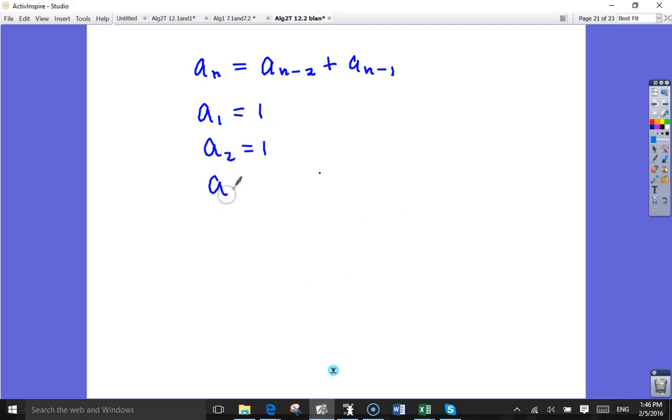Then what would A3 be? A3 would be the sum of A1 and A2, so that is 2. A4 would be the sum of A2 and A3, that is 3, right? A5 is 5, right? And then it'll be 8 and 13 and 21, and these are called Fibonacci numbers. Fibonacci was a famous Italian guy.